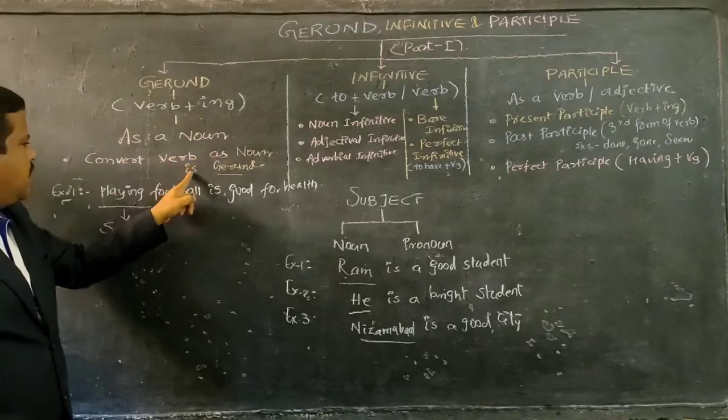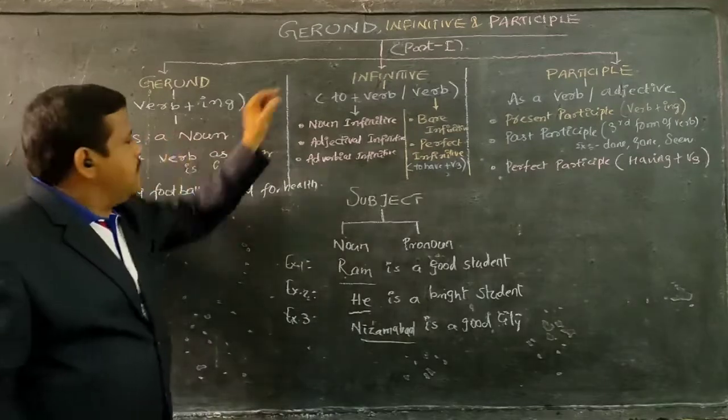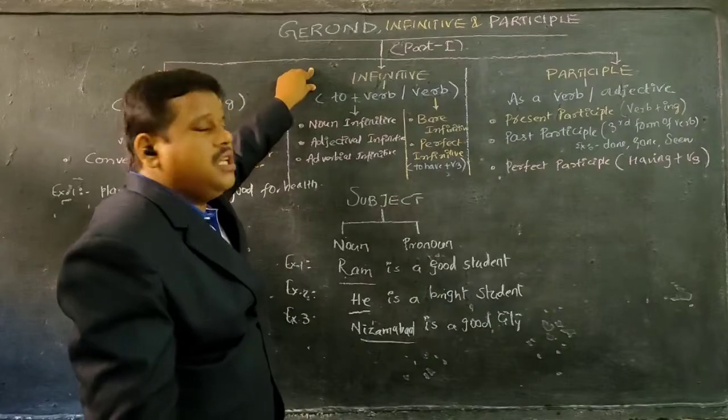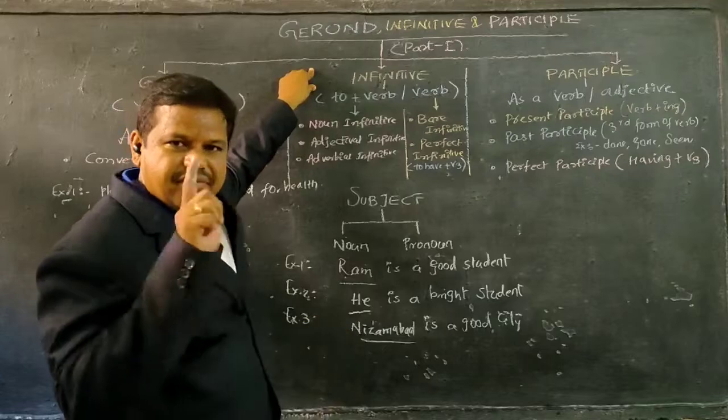Converting a verb into a noun gives a gerund. Now, this is the first case. Now, let us talk about the infinitives. What are called infinitives? In general, there are two possibilities.